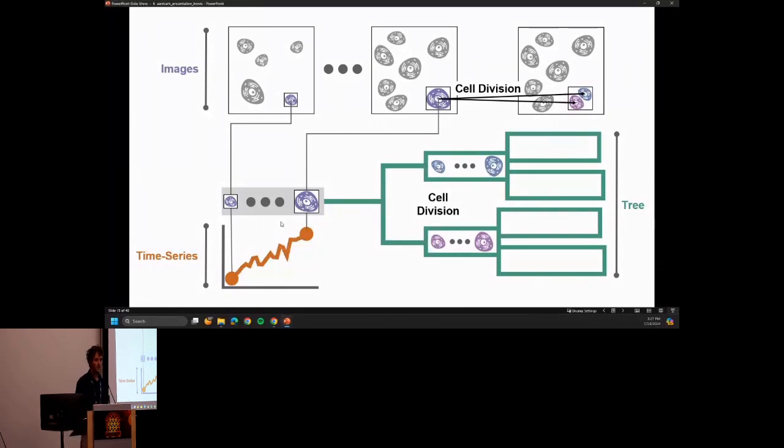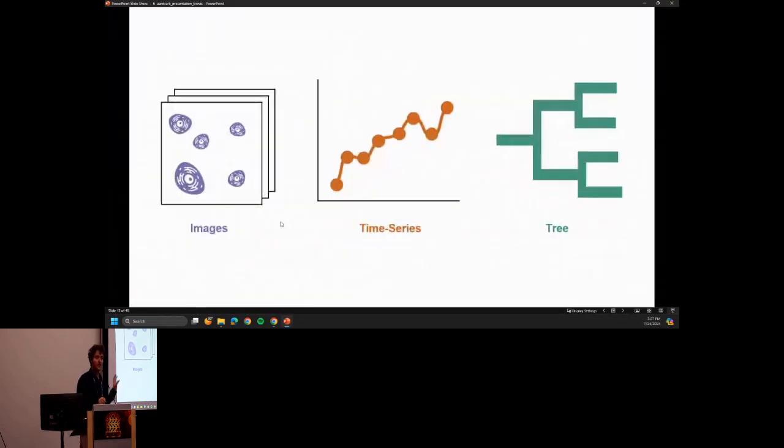Taking a step back, abstractly, the data that we are working with here are these stacks of images, this time series data, and this tree data. These are the three data modalities that I will be discussing in this talk. To make this a little bit more specific, I want to talk about some examples. Let's say we have some time series data of a cell.